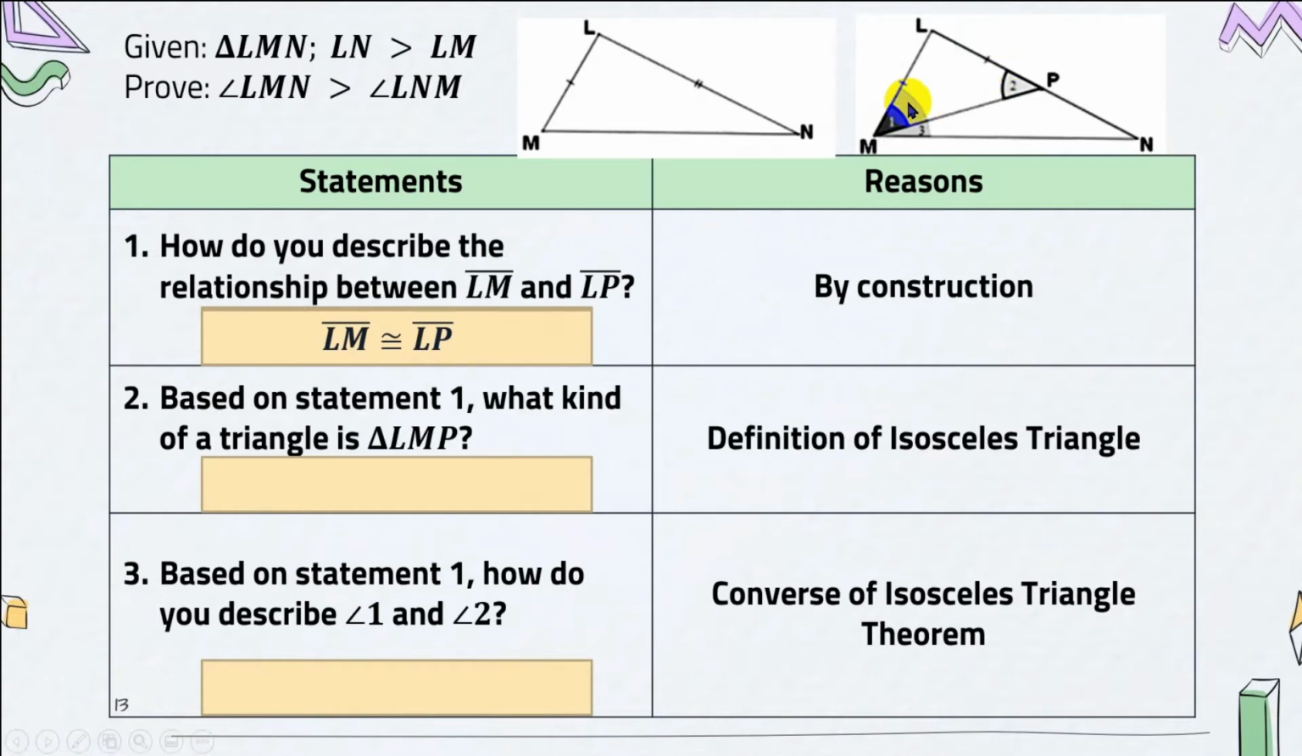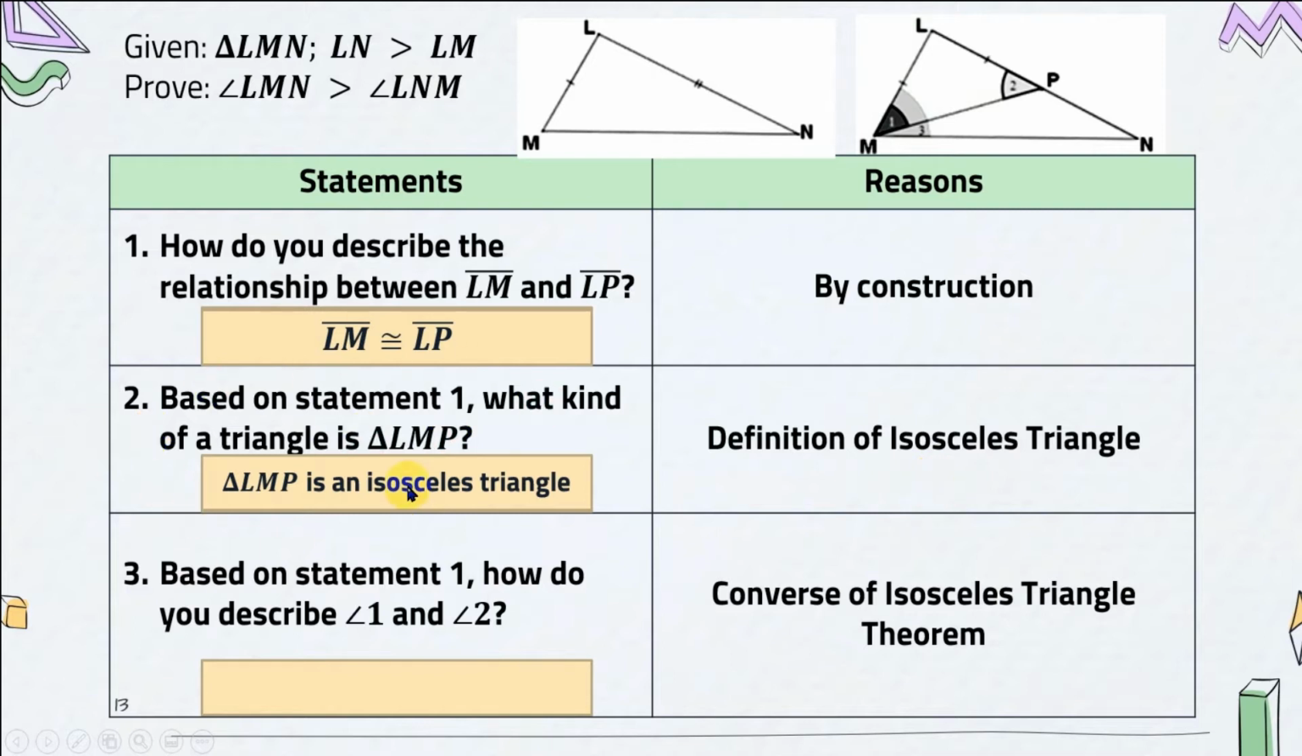At dahil meron tayong two sides that are congruent on a triangle, ano ba ang classification ng triangle na merong two sides that are congruent? So, ang triangle LMP ay masasabi nating isosceles triangle. Again, since we have two sides that are congruent, therefore, triangle LMP is an isosceles triangle. And ang reason, definition of isosceles triangle.